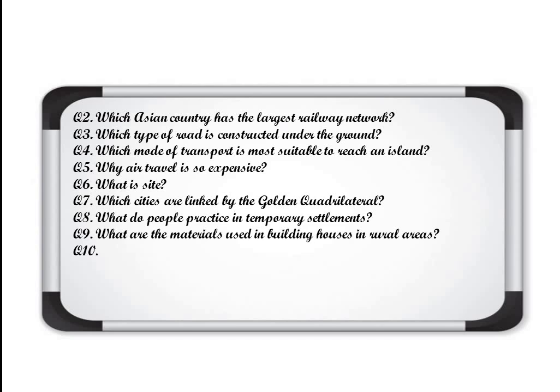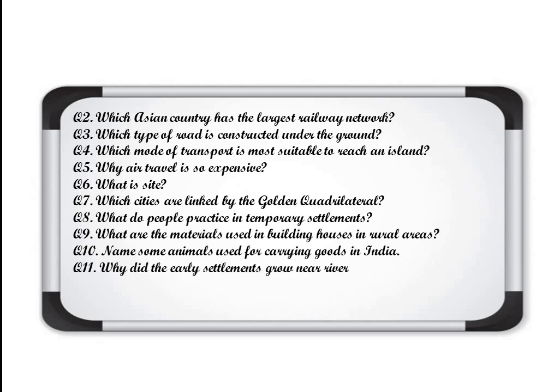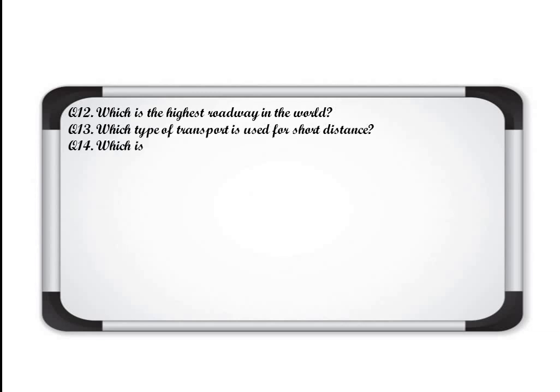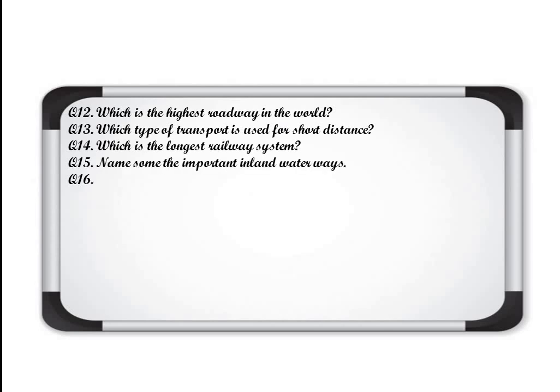That you will write. Number 10, name some animals used for carrying goods in India. Number 11, why did the early settlements grow near river valleys? Now the 12th question, which is the highest roadways in the world? Number 13, which type of transport is used for short distances? Number 14, which is the longest railway system? Number 15, name some important inland waterways.